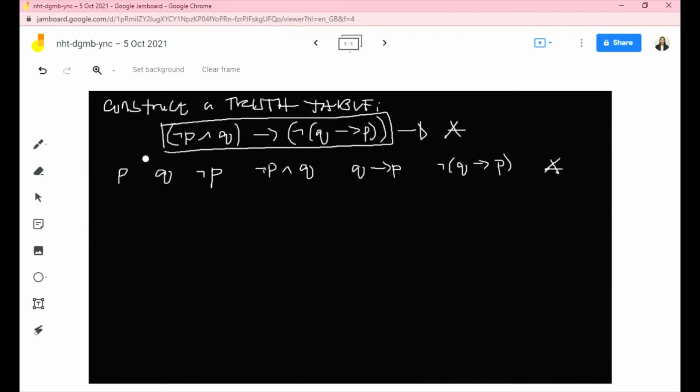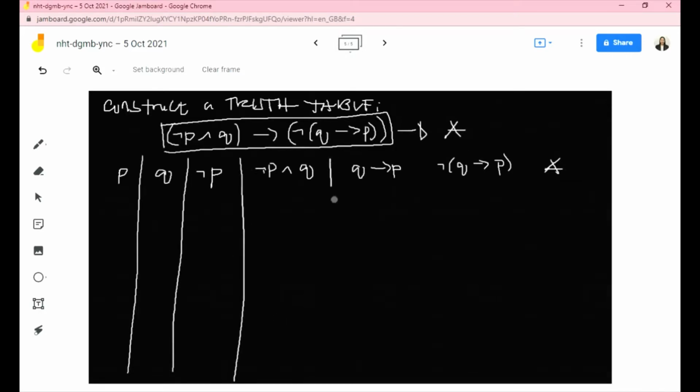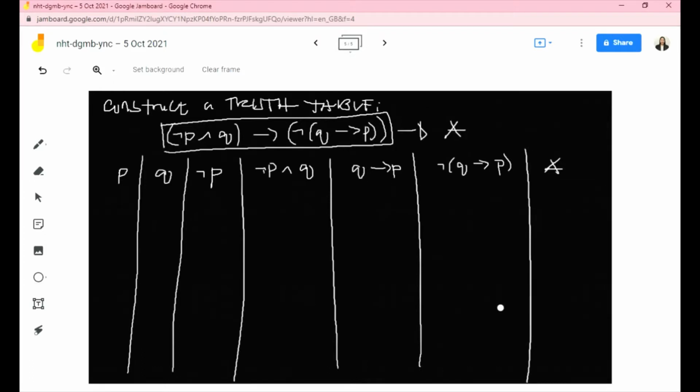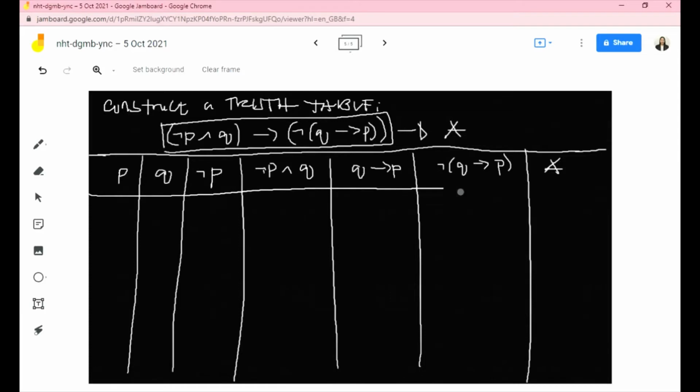So let's draw a line in here. We'll divide this by columns. I'm sorry for my drawing. So still we have two variables in here. Now we'll have 4 rows.